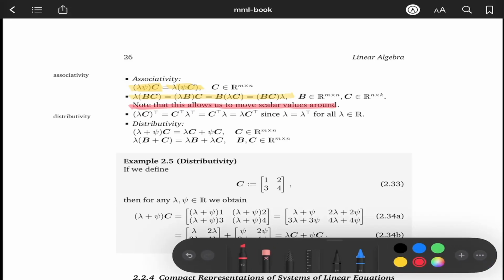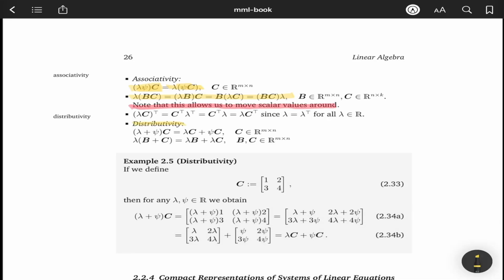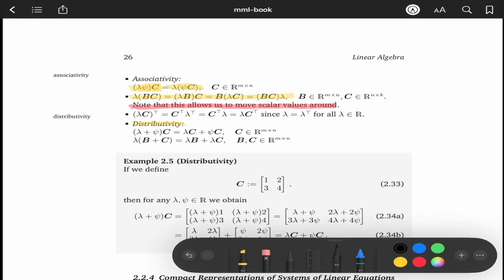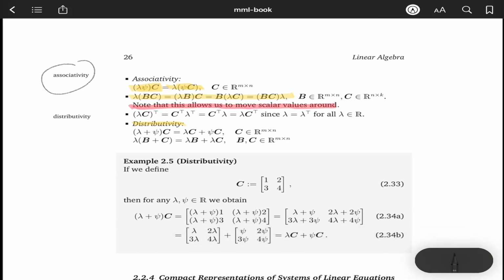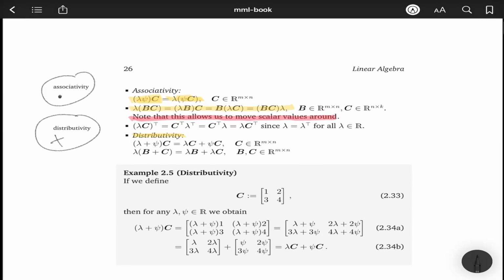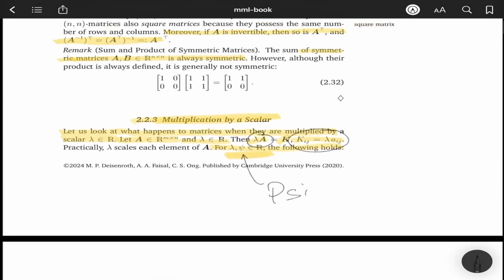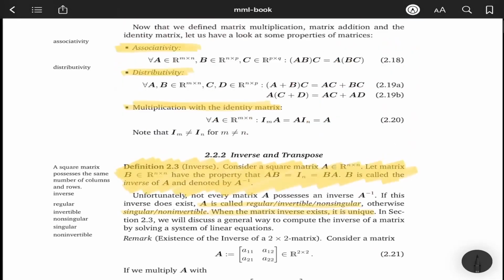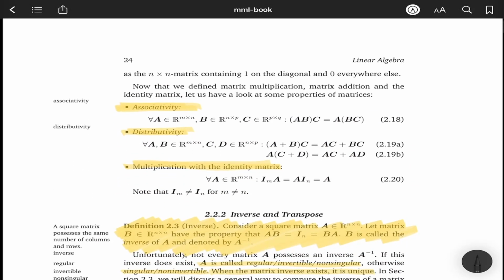Okay, so the next one is distributivity. And I think the big difference between those two is that here you have a plus and here you only have a multiplication. This is my naive view. Let's check how the other rule was here. We also have those two. And here again, you have the plus, and the associativity only had the multiplication.